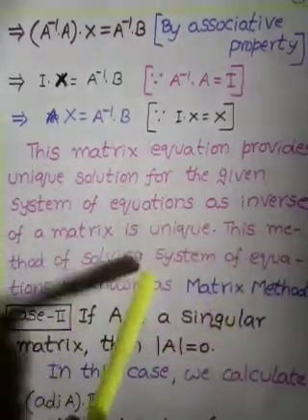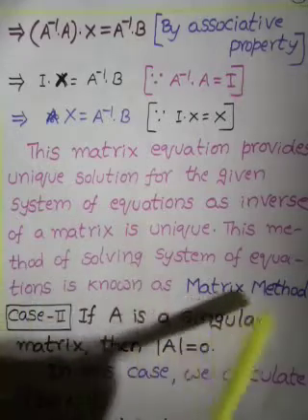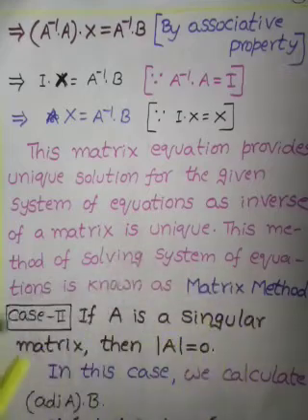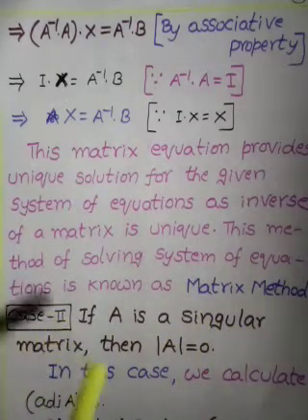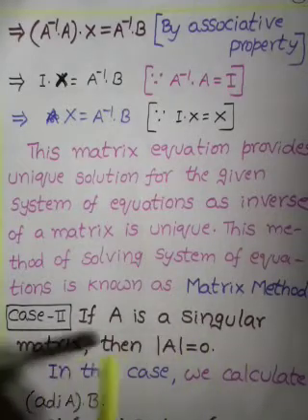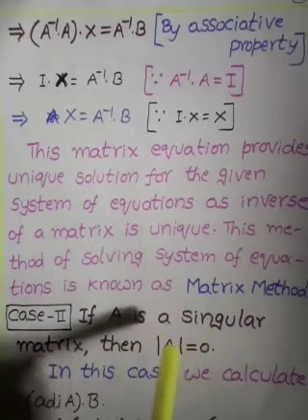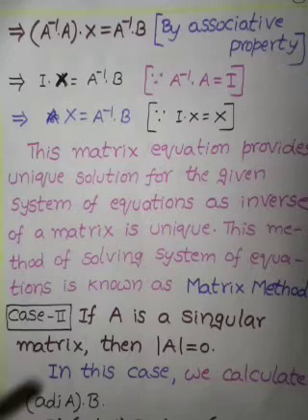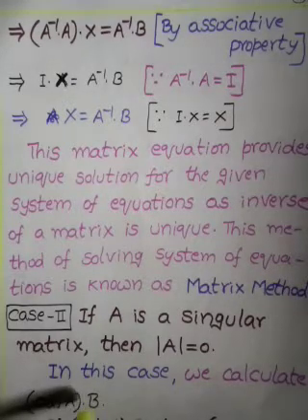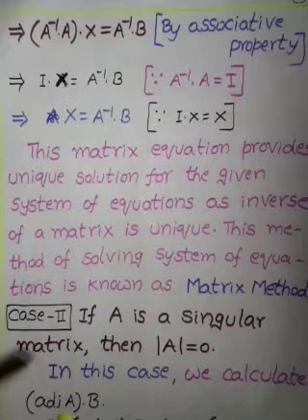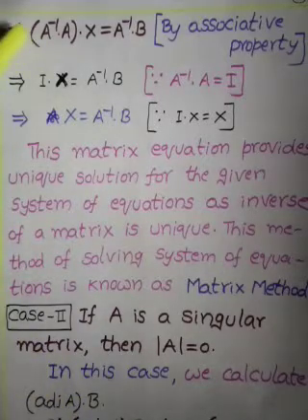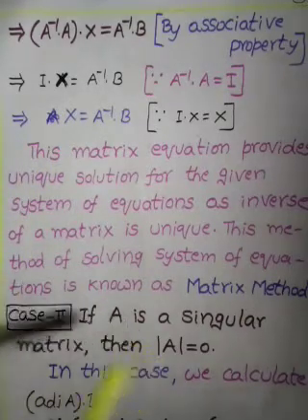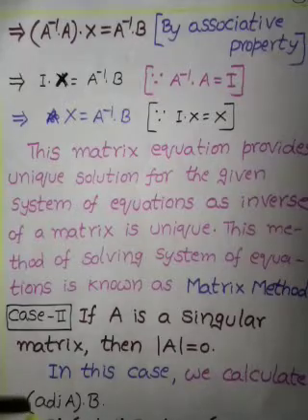This method of solving a system of equations is known as the matrix method. What is this method said to be? Matrix method. Now come to case 2. If A is a singular matrix, what is meant by a singular matrix? The determinant of the matrix is 0. In this case, we calculate adjoint A into B. Okay, my children, this is the third stage. In the third stage, if A is a non-singular matrix, we follow the first method. In the second case, if A is a singular matrix, we follow this method, that is adjoint A into B.